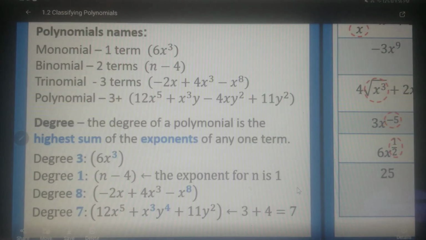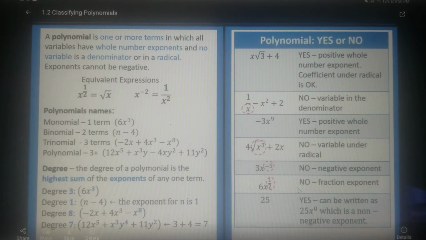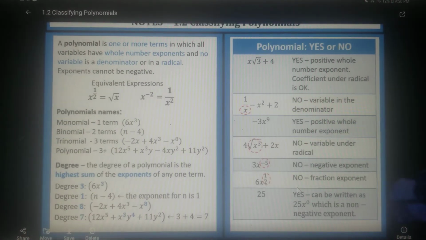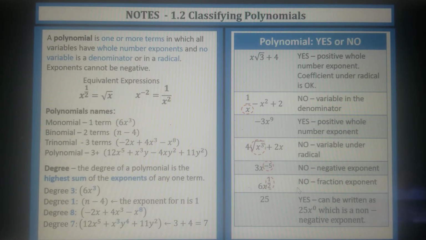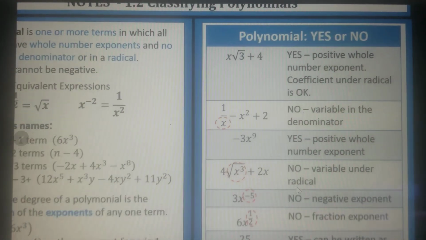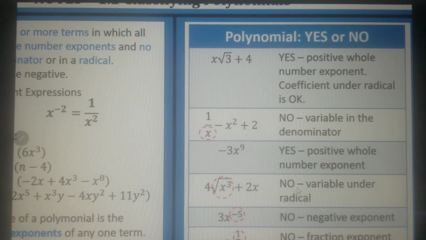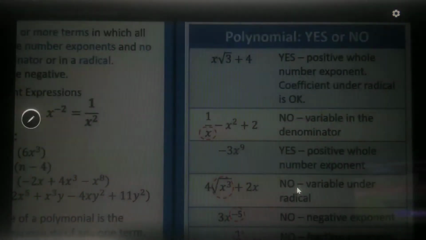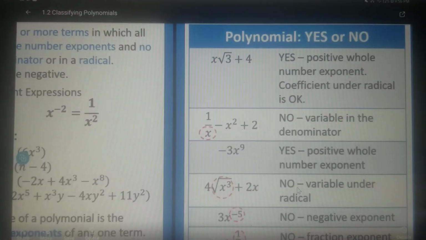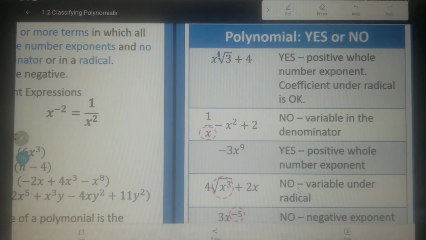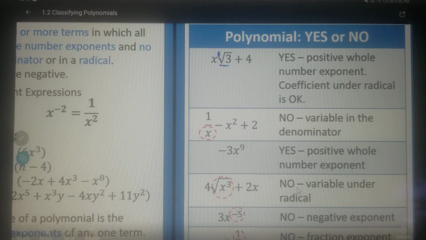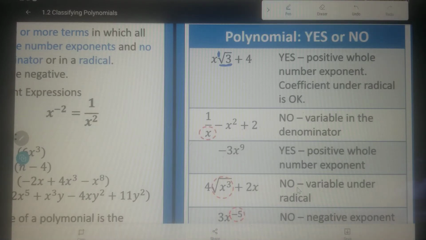We're going to have this little cheat sheet to look at, so we don't need to memorize it right now anyway. So let's do a little polynomial yes or no. What about this one? Well, the variable has a 1, so that's a positive whole number, so we're okay. The coefficient is a radical, but we don't care because that wasn't part of our definition.